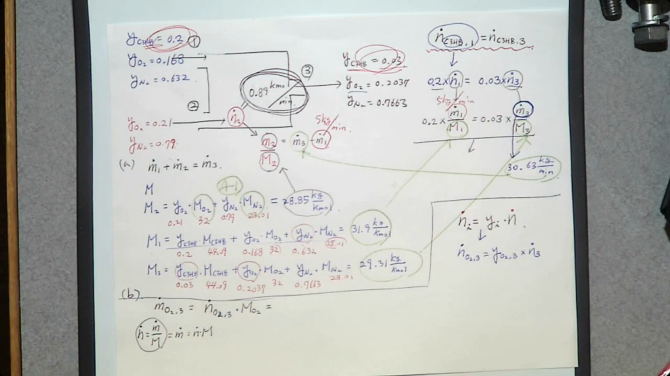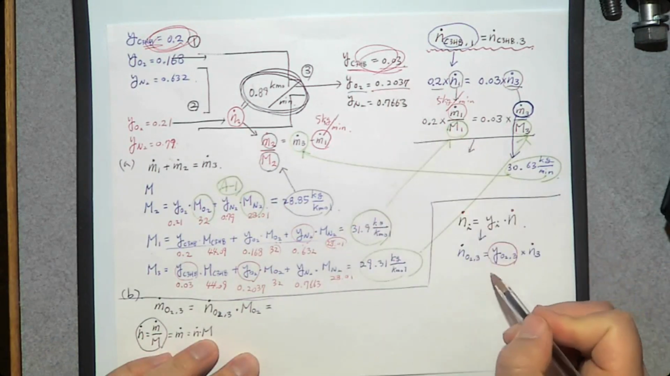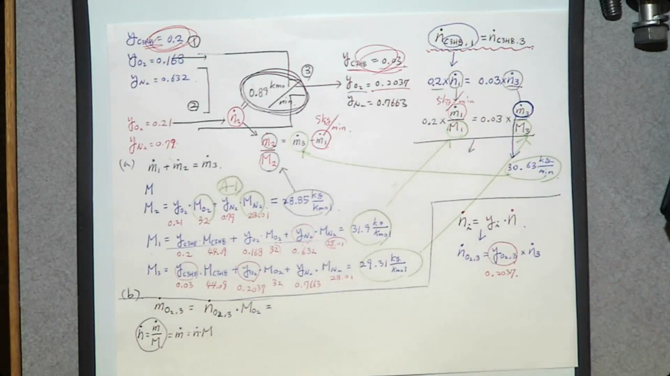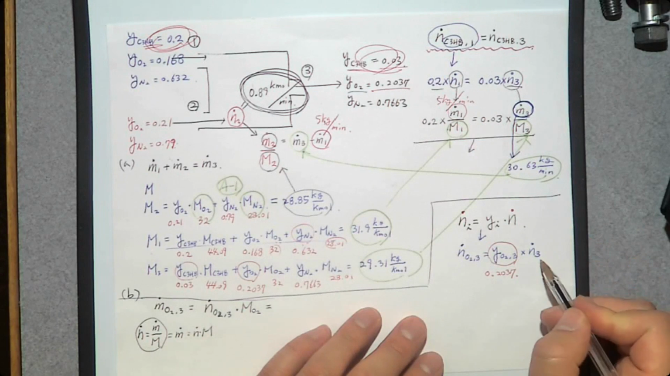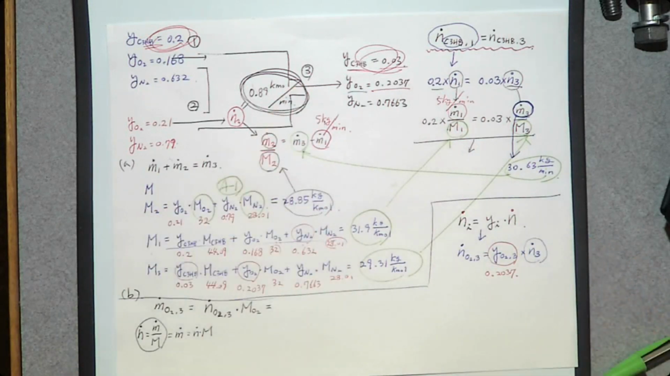Then we have the mole fraction of oxygen at number 3, which is 0.2037. So this one is here, 0.2037. Then we just need to know the molar flow rate of the exit stream. Then how can we determine this N dot?